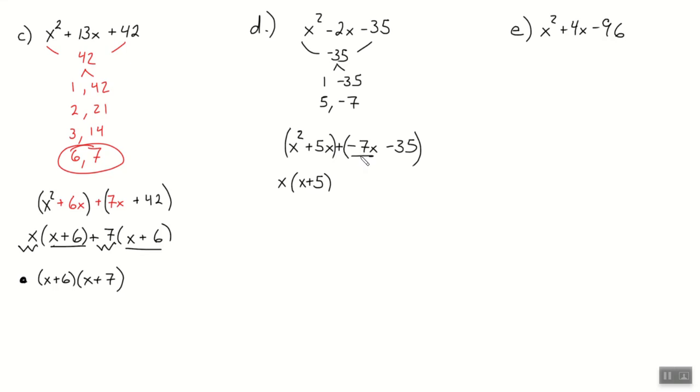What would I need to divide this by right here to make it be a single positive x? 7 or negative 7? If we factor out a negative 7, it's going to leave behind, as long as we haven't messed up, x plus 5. And I can double check that. Negative 7x minus 35. Yep, I'm convinced.